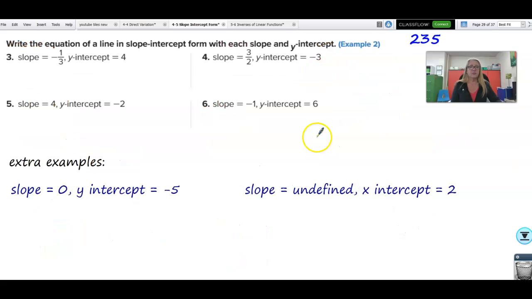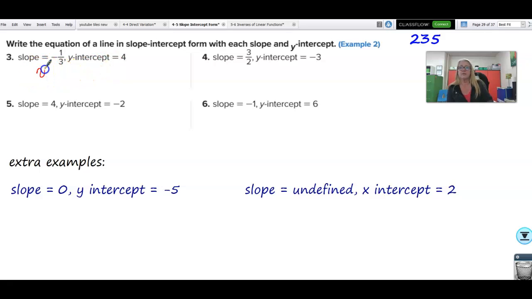The other thing we ask you to do in part A is we will give you the slope and the y-intercept and ask you to write the equation. Okay. So in number 3, this is still on page 235. Number 3, they're telling you the slope is -3 and the y-intercept is 4. Notice this is a +4. Okay. If it were negative, they'd have a negative sign.